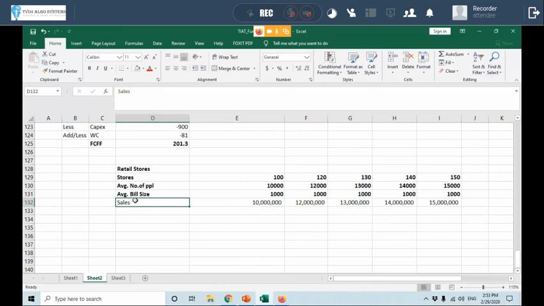How do you arrive at sales? Suppose I tell you the sales of DMart is going to increase by 50% in the next 5 years. Then you will ask me, what is your assumption? So sir, this is my assumption. Since DMart has 100 stores right now, and by the end of the 5th year they will have 150 stores. And this is the average number of people, this is the average bill size. Hence, I assume that sales will be this much. Similarly, I will do it for cost.